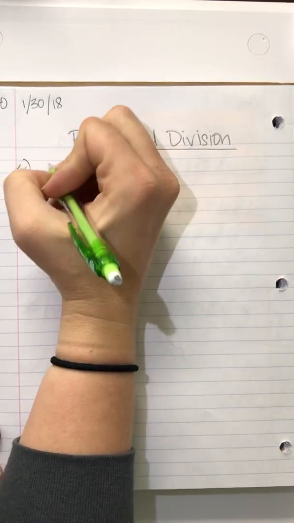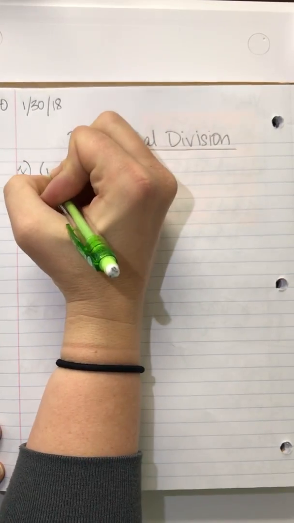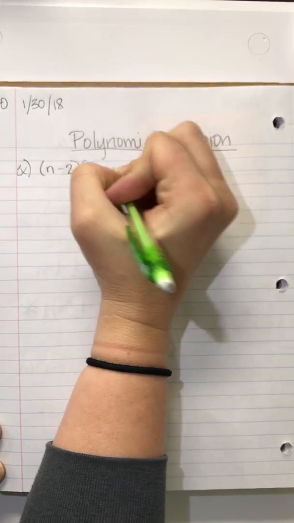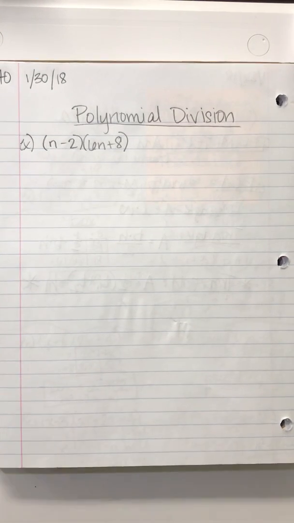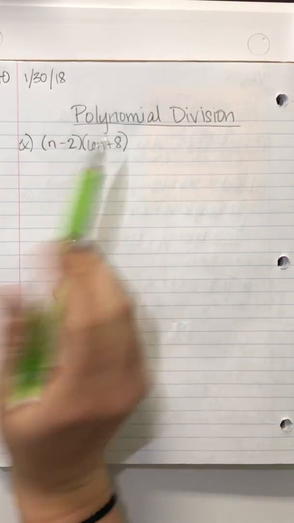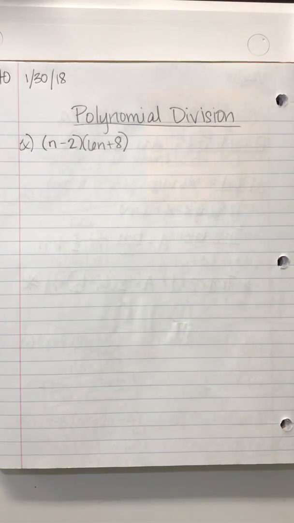Quick review. If I'm multiplying two binomials together, n minus 2 times 6n plus 8, that's a multiplication problem, right? I have a binomial times another binomial. These are called factors. You have two factors that multiply together to make, what's the answer to a multiplication problem called? A product, okay?